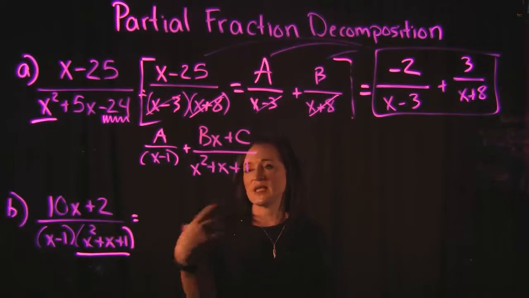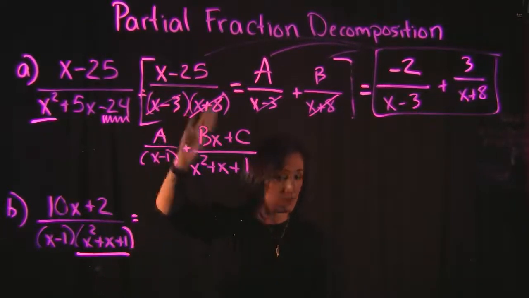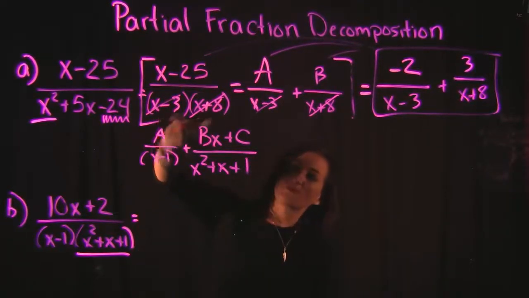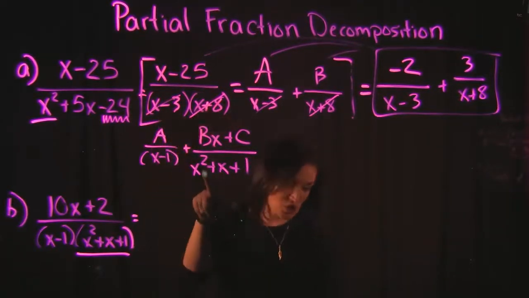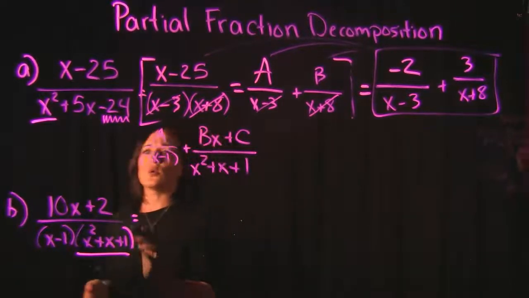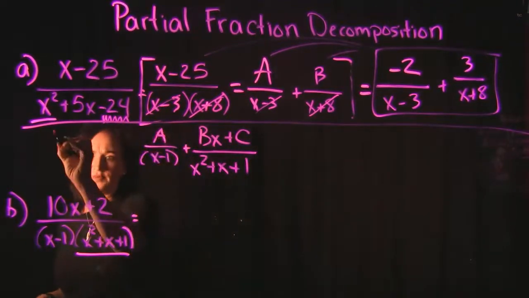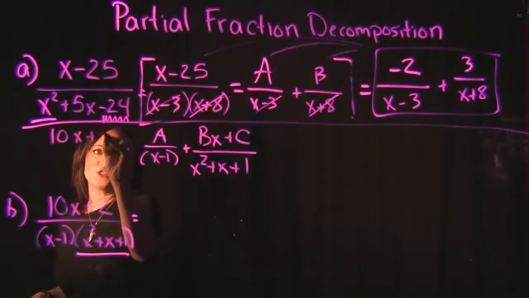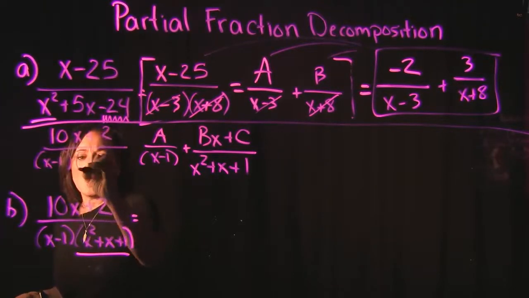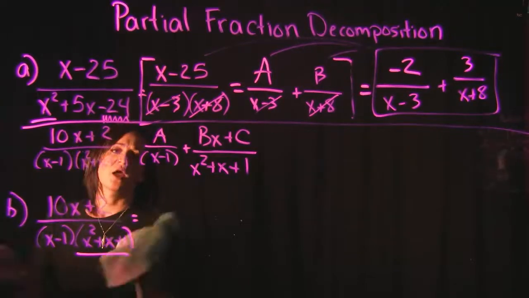And again, we're doing this because that's a quadratic factor. Had this just been an x plus 5 or something like that, I would have left it b over that. But because it's a quadratic, I have to have two letters here to go along with the power of 2 there. Okay, so let me go ahead and move this problem up a little bit just so that I have more room to work with here, so that we can do our multiplication.